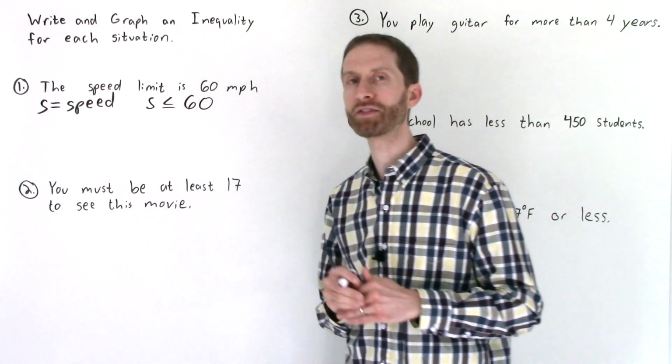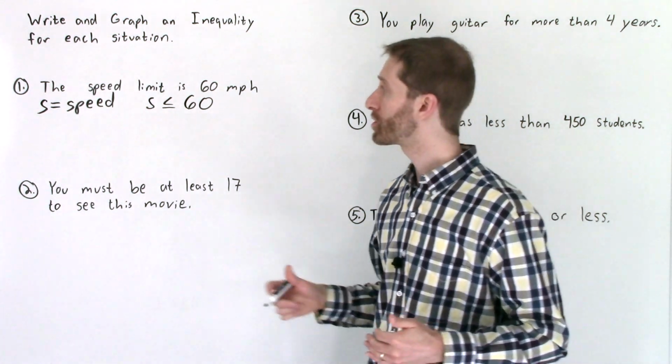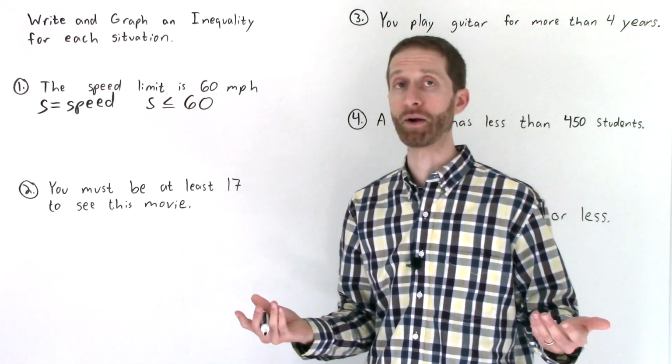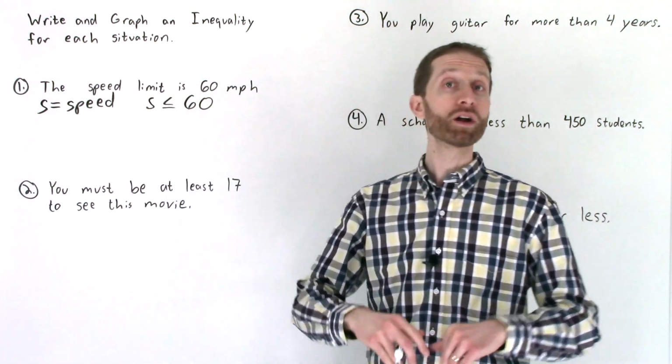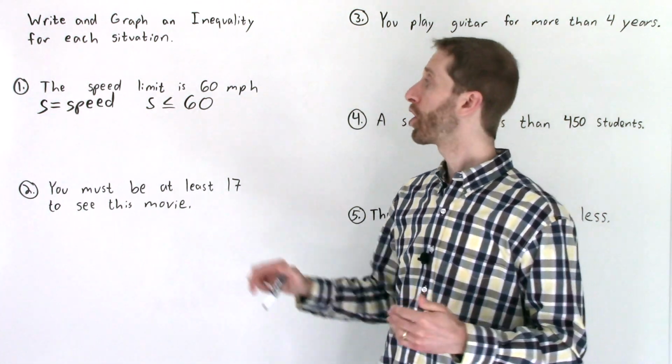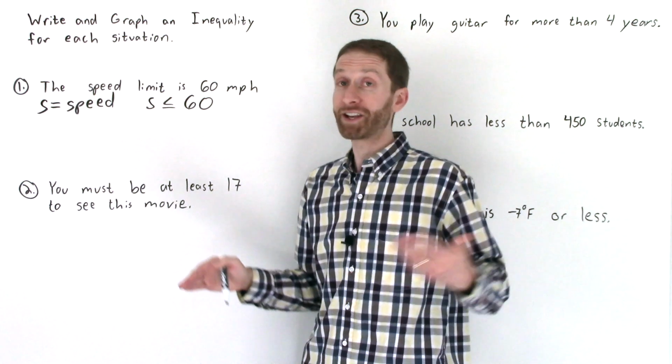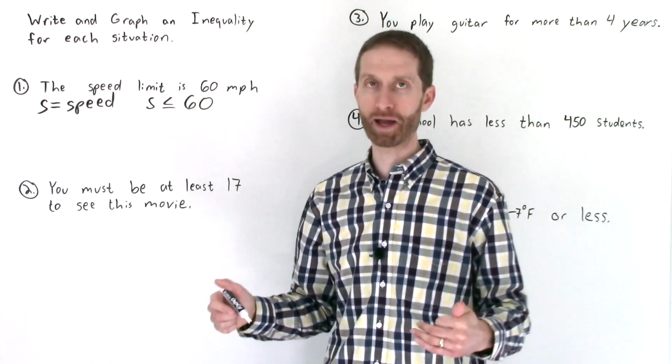And I just want to point out that there are multiple solutions to this. Your speed could therefore be 0 miles per hour. It could be 4 miles per hour or 52 miles an hour, and it would all fall within that inequality. It could even be a decimal. It could be 52.7 miles per hour.